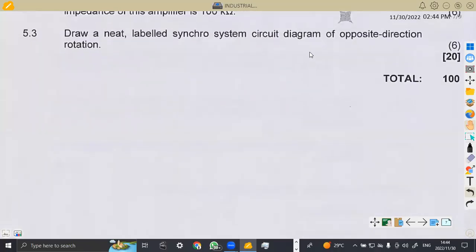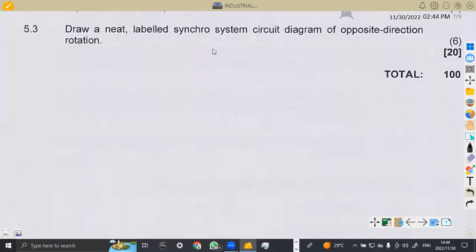We are asked to draw a neat labeled system circuit diagram of opposite direction rotation. Take note of what you're given. Whenever we are having an opposite direction rotation, we are going to have our circuit. I don't know if I'm going to draw this nicely, but I just hope you understand what is happening here.